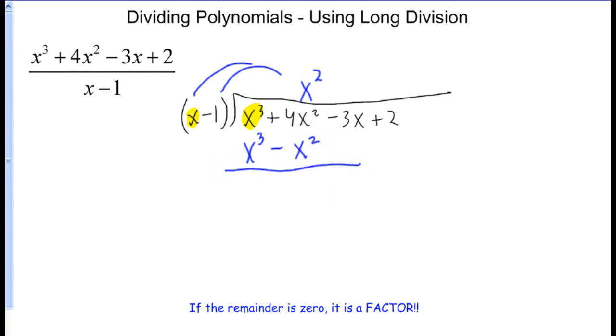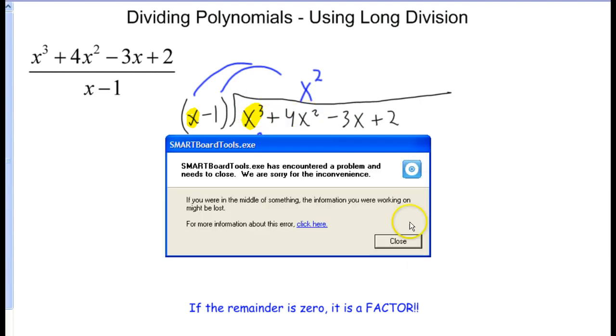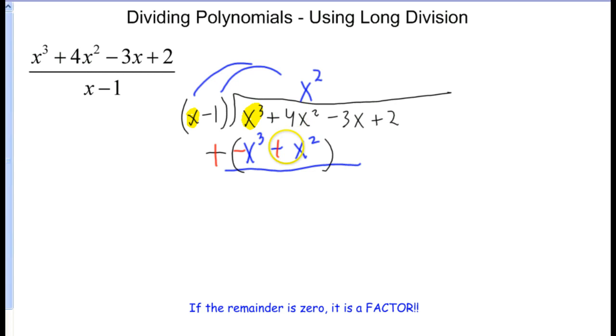So I'm going to now subtract both of these terms. So everything in that row gets subtracted. I like to go ahead and distribute the negative. Just makes it easier to do the subtraction. That goes away. 4 plus 1 is 5x squared. Go ahead and bring down the next term. That makes sense here. You can bring both down if you want to.